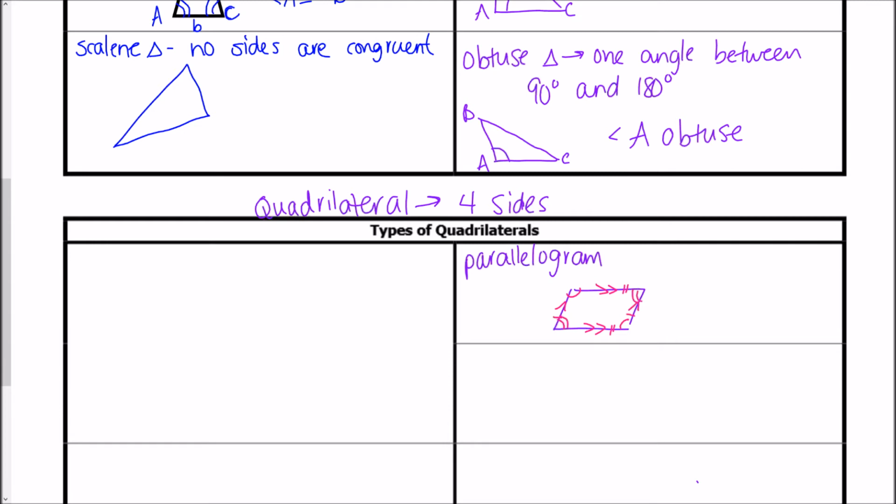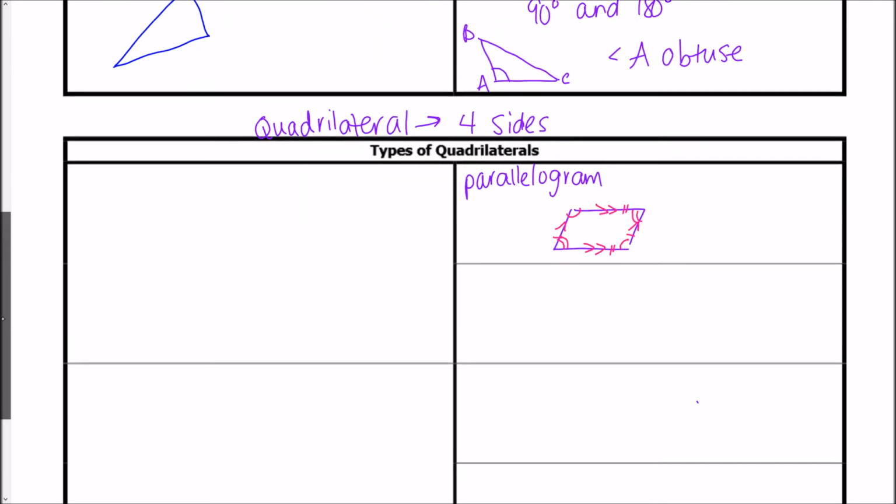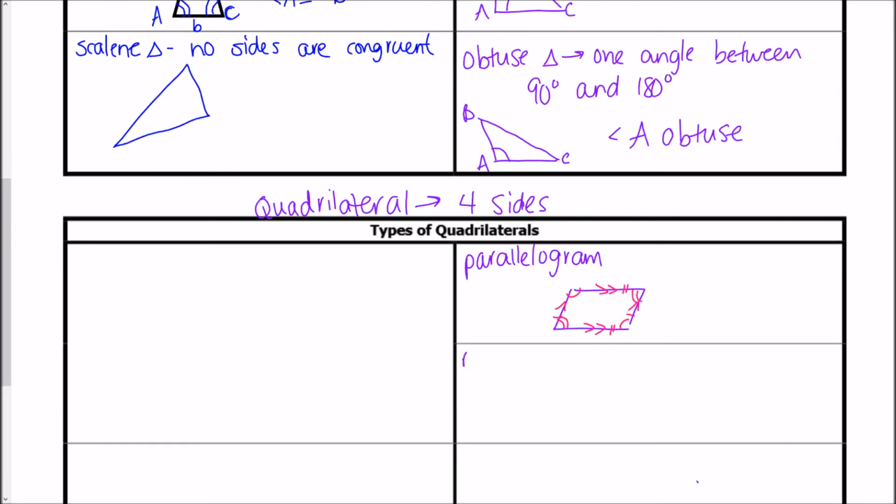The next type of quadrilateral we'll talk about is a rectangle. And a rectangle is like a parallelogram. So it has all the properties of a parallelogram, but it has right angles.